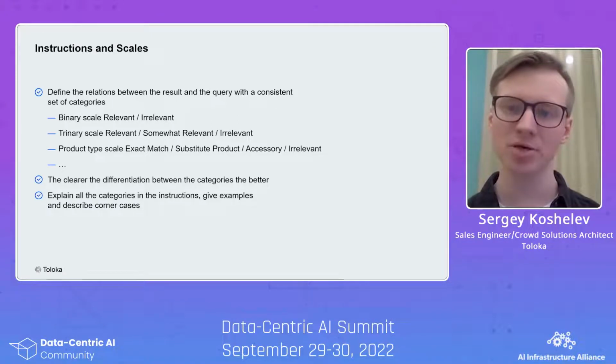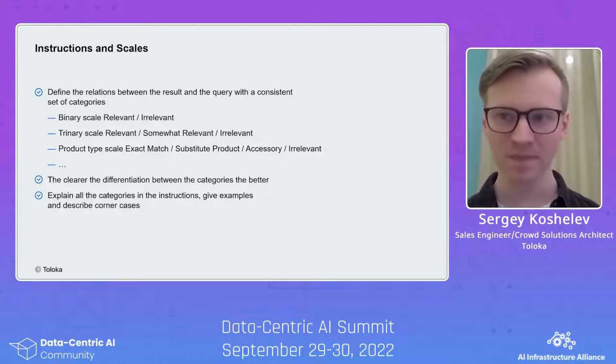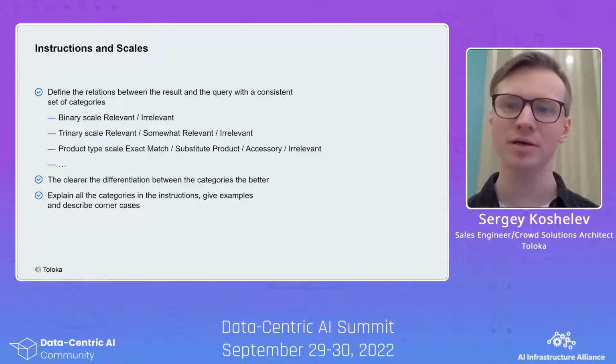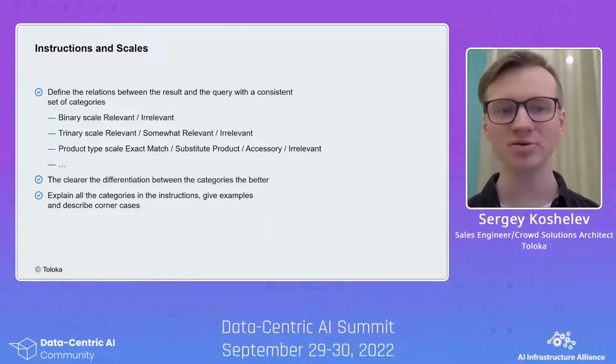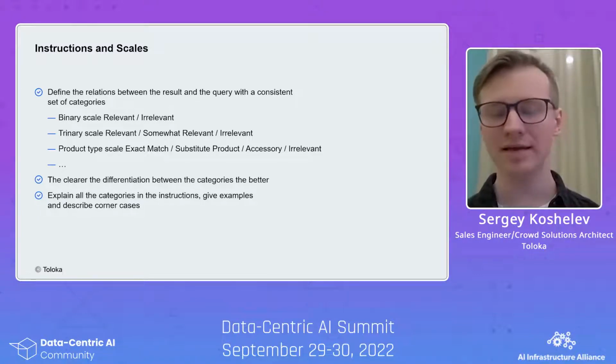This scale is good because it's simple for you to analyze, but it can be quite hard for the annotators to use because it's very broad, it's very vague. So you can add more categories, like using a trinary scale of relevant, somewhat relevant, or irrelevant. But again, it's kind of vague.